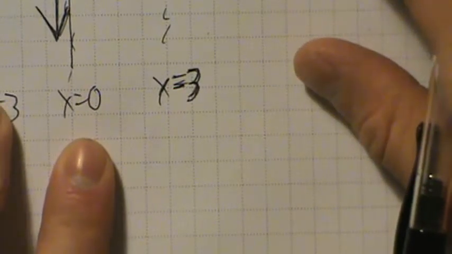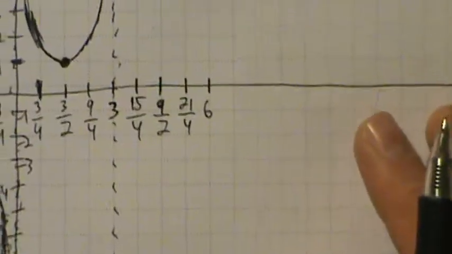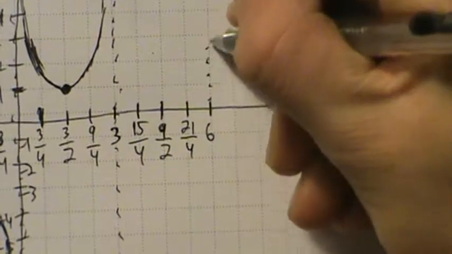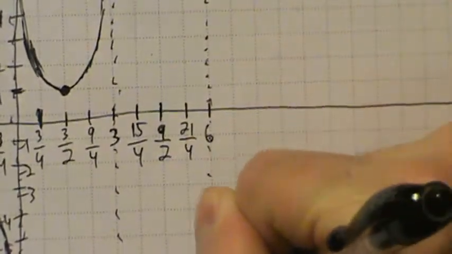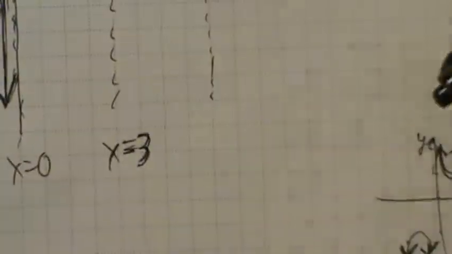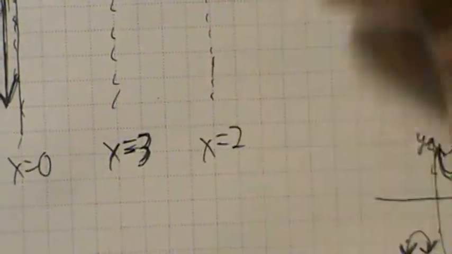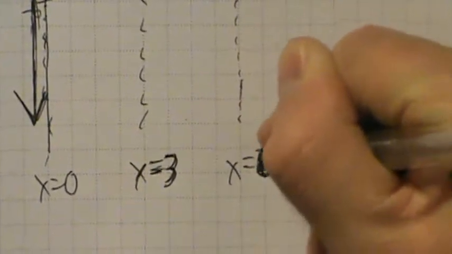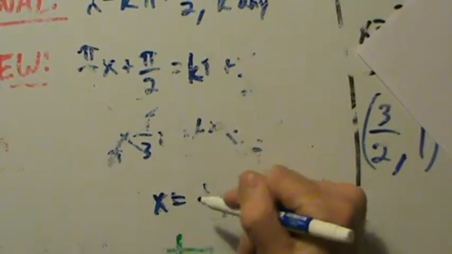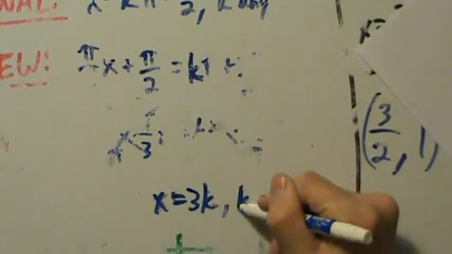Remember, there's one at x equals 0, and the period is 6. So if we go 6 units to the right, everything's going to repeat. So we have another vertical asymptote right here, so why not draw it now? Or we could have taken our general equation for vertical asymptotes and plugged in k equals 2. Remember the general equation, it's erased from the graph, but it's x equals 3k, where k is any integer.